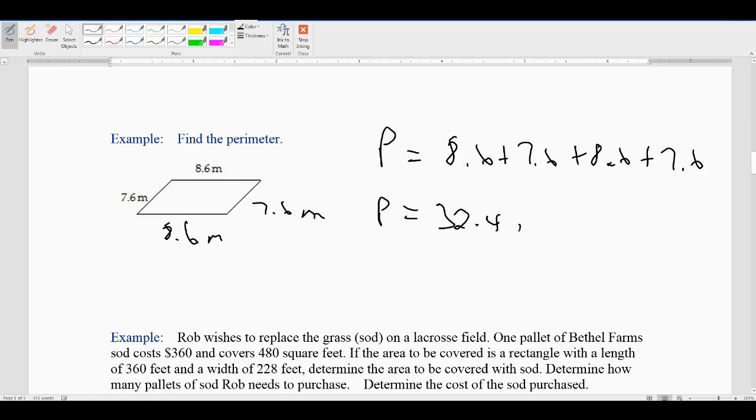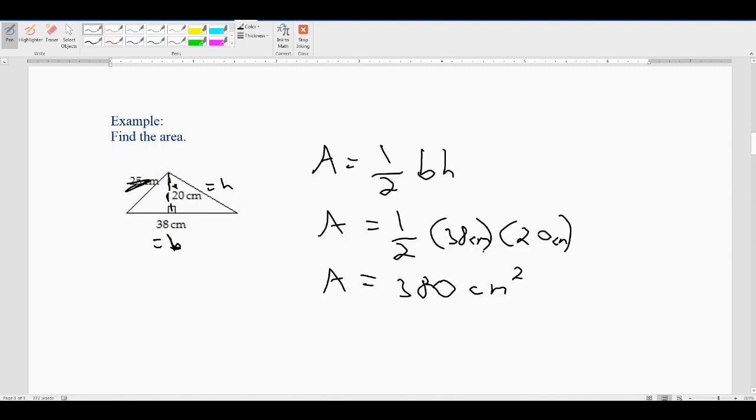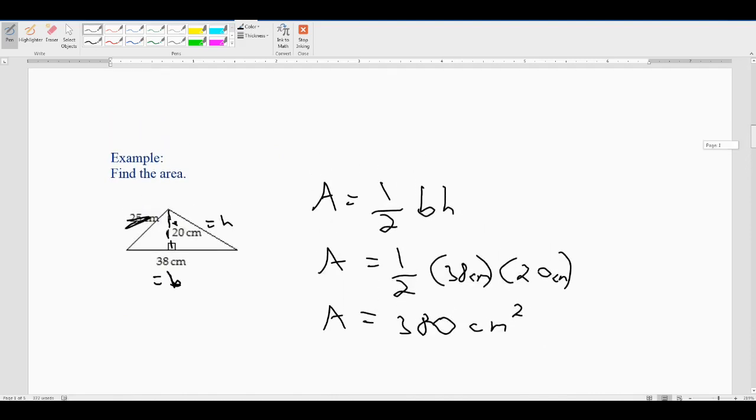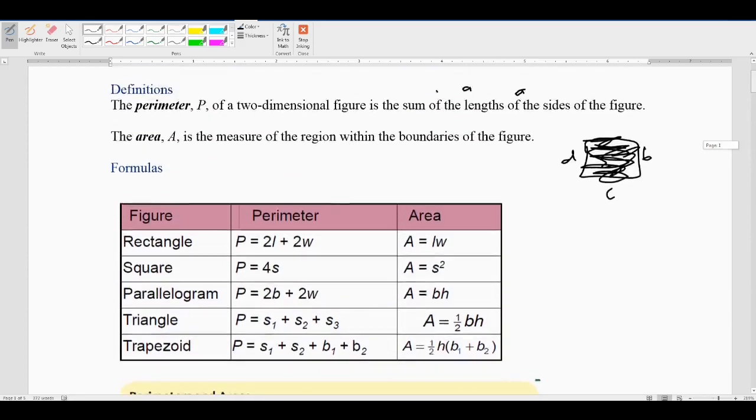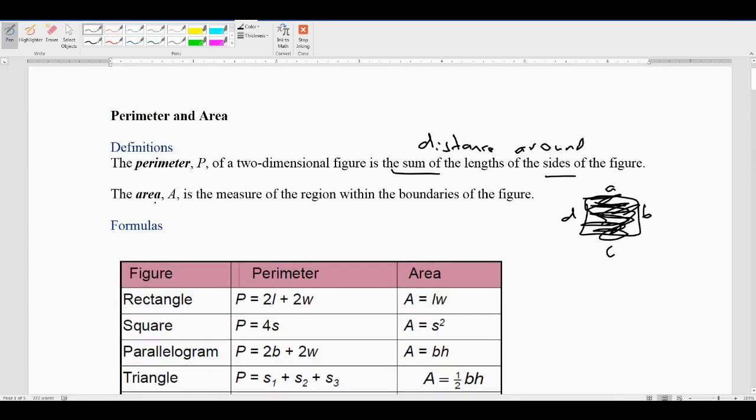And this is perimeter, which means it's a single dimension, because I'm adding one side at a time. I'm not multiplying anything together, so the units stay as meters. For area, the units are always squared. So the way I like to word this is, area has squared units.